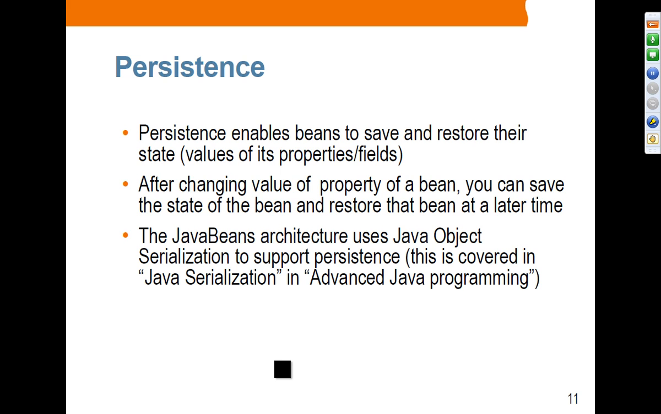Persistence enables beans to save and restore their state. When we say state, we're talking about the values of the properties or fields. Properties and fields are the same terminology. After changing the value of a property, you can save the state of the bean in a file, and then you can restore the bean at a later time. This is called serialization and deserialization. It is one of the topics covered in advanced Java programming, but if we have time, we'll cover this in this code camp.